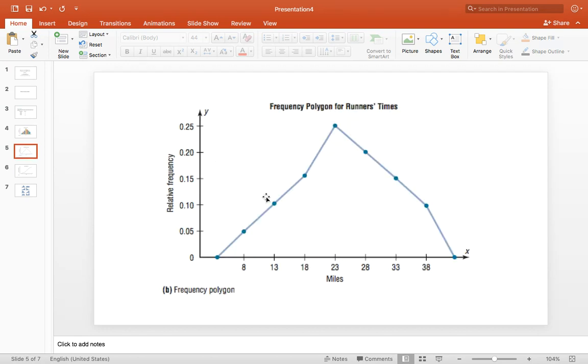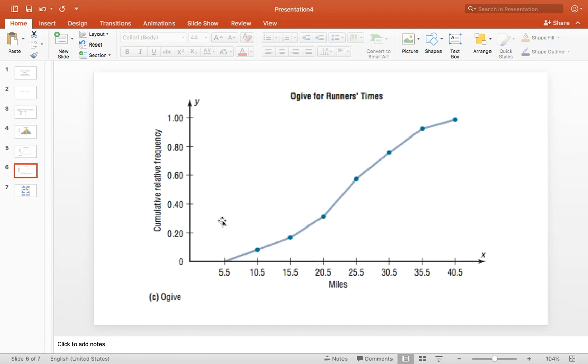Same thing for the frequency polygon. Nothing changes with this except for instead of it being frequency with how many, like 1, 2, 5, 8, etc., it's just a relative frequency. And then for the ogive, it's the same thing as before, but now it's the cumulative frequency, which is why we had to do that last part of our table. All right, so that's the last thing.